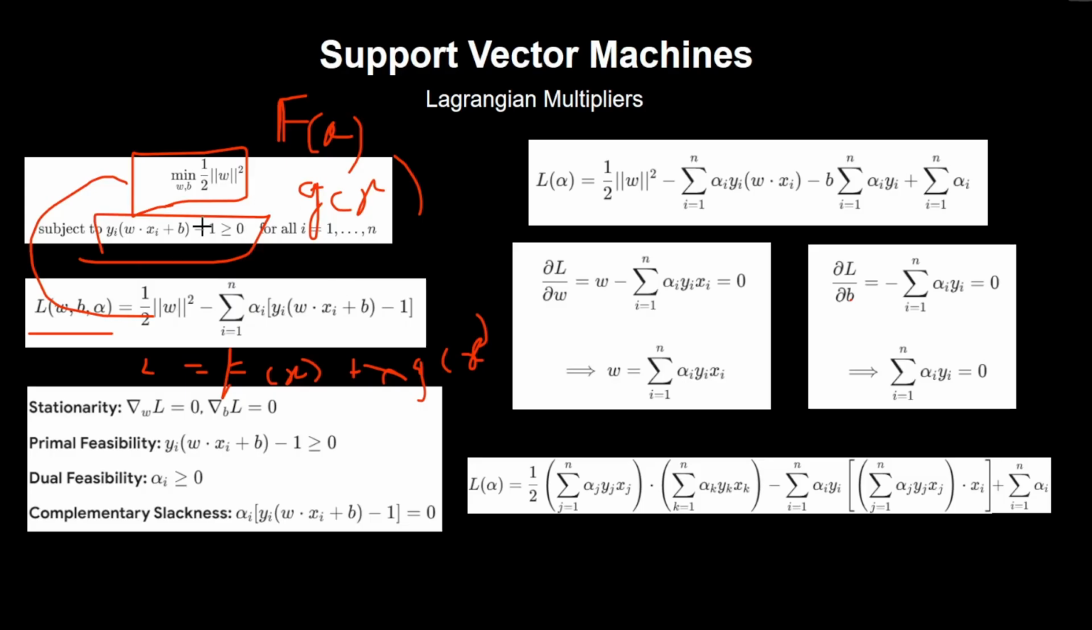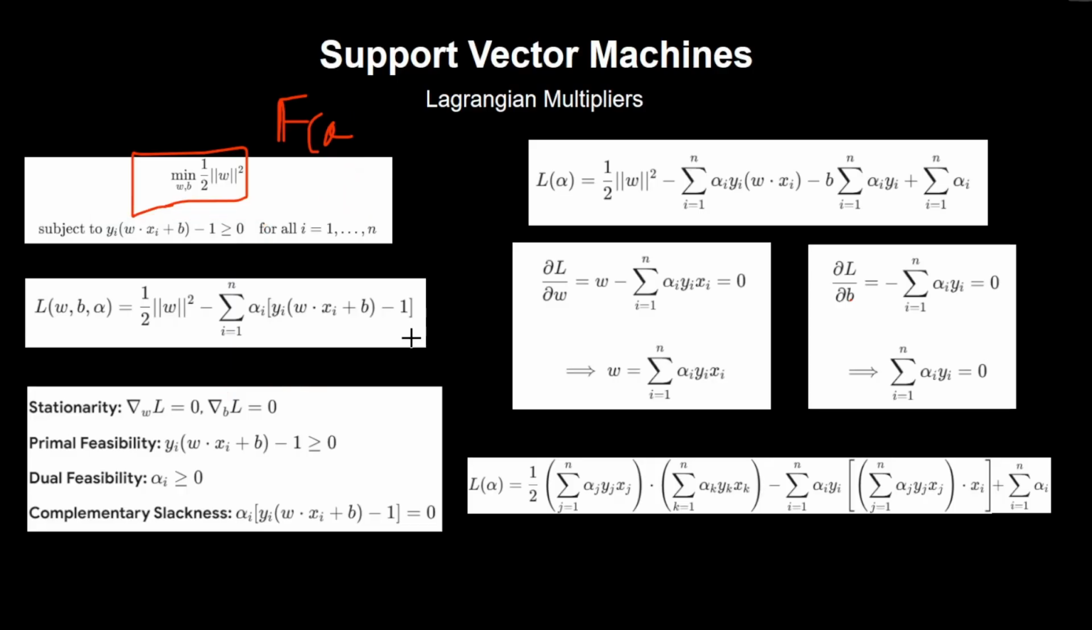So here we have this condition. We just take this minus outside so that we can have minus here. So this would be the whole Lagrangian equation. Now that we have the Lagrangian equation, we have to check for the conditions, the KKT conditions. So how can we do it?